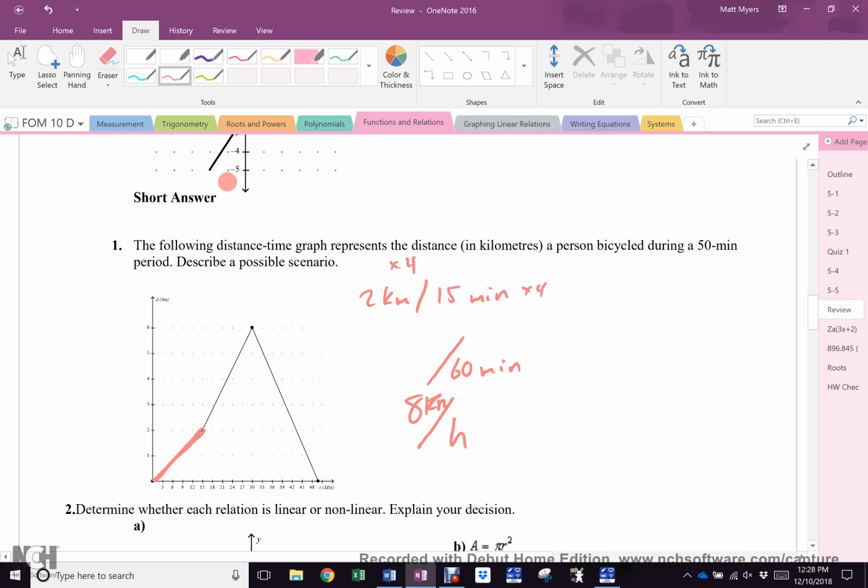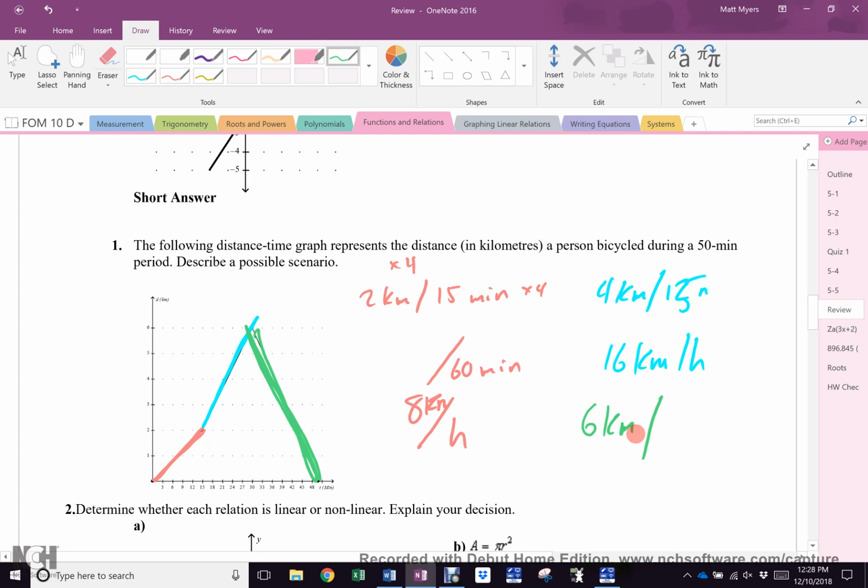km/h. Then she sped up and went 4 km in 12 minutes. I think it's 12. I said 15 to 30. Oh, it's in 15 minutes. So it's 16 km/h. Then she went home at 6 kilometers in 20 minutes, which is 18 km/h is how fast she drove home.